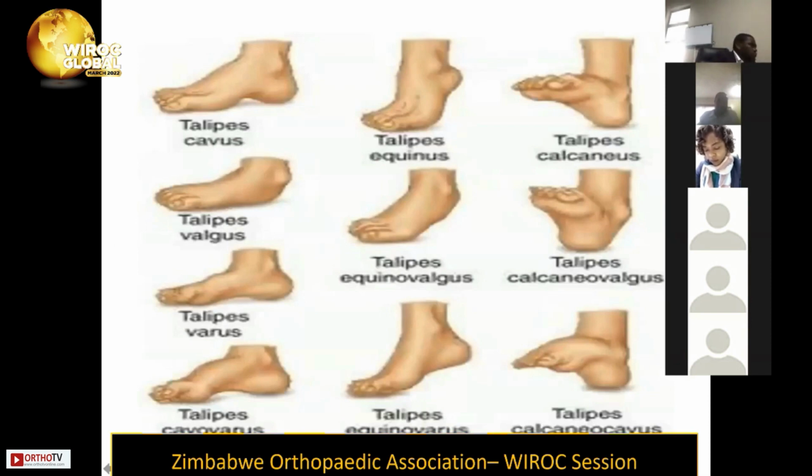So that picture there is just to show some of the variants or variations of clubfoot, or differential diagnosis of clubfoot. By far, the most common is the talipes equinovarus that we are going to discuss today. But that is just to illustrate that there can be other types or forms of clubfoot.